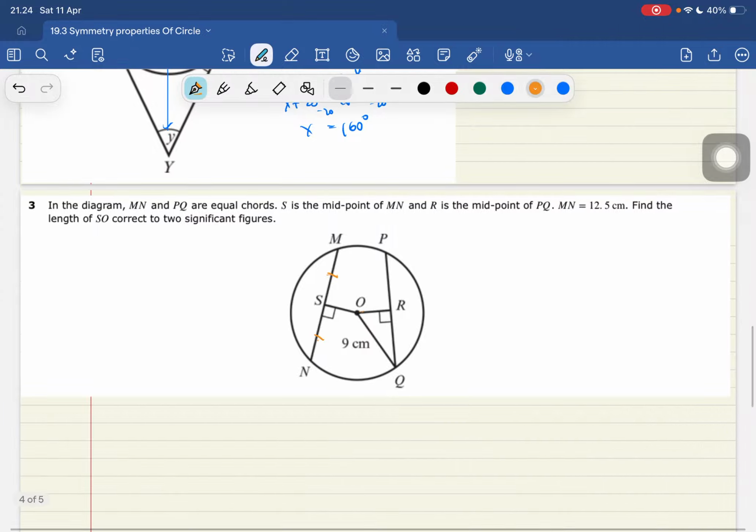So we can divide first by 2. You got 12.5. If we divide by 2, it's going to be 6.25. Here also 6.25. Okay, look at that. This is the radius. Let's find the OR.